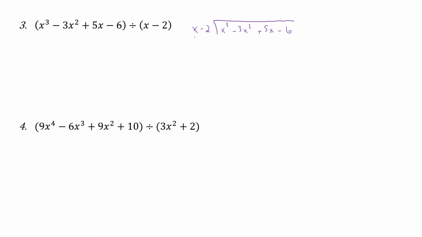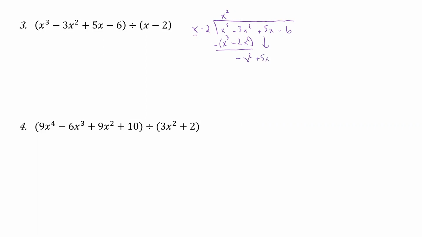And so now we just go ahead and do that. So what do we have to take x times to get x cubed? Well, we have to take that times x squared, and so that times that gives us x cubed. Minus 2 times x squared is a minus 2x squared. And now we subtract, so those go away. We have a minus 3x squared plus 2x squared, so it's going to be a minus x squared. We bring down our 5x.